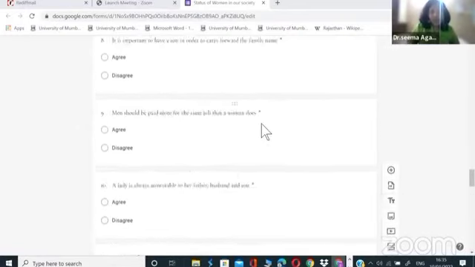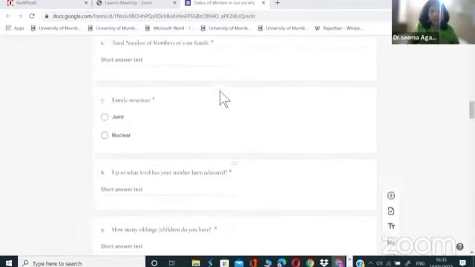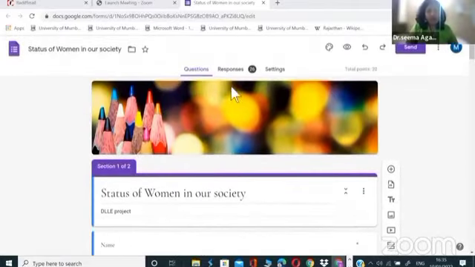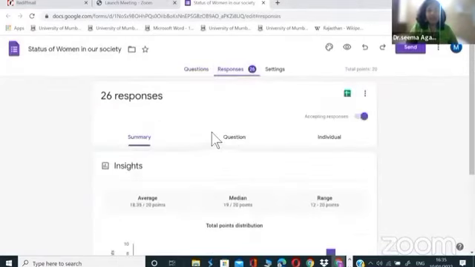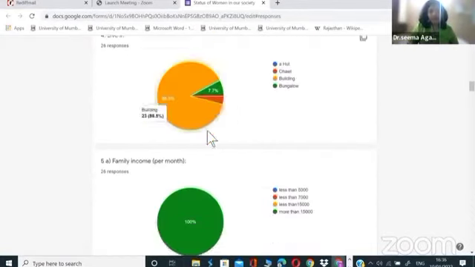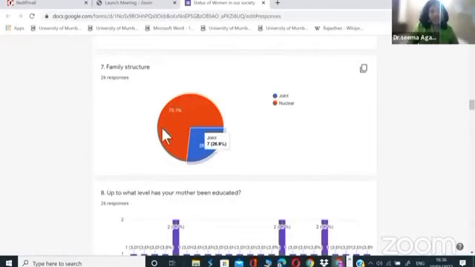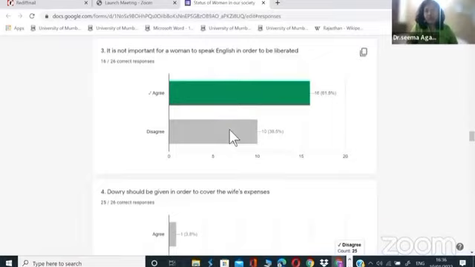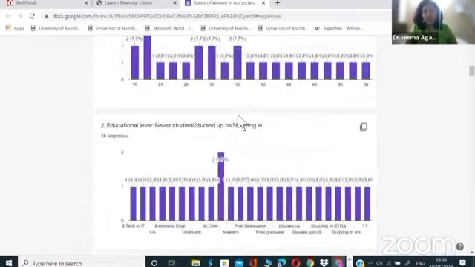Now, I am showing the score. Suppose that if you want to see the individual responses, just click on the response sheet. And the overall summary you will get. So you can easily find out that 73% belong to joint family and 26% belong to nuclear family. So the overall summary you can easily find through the Google form without manual calculations.